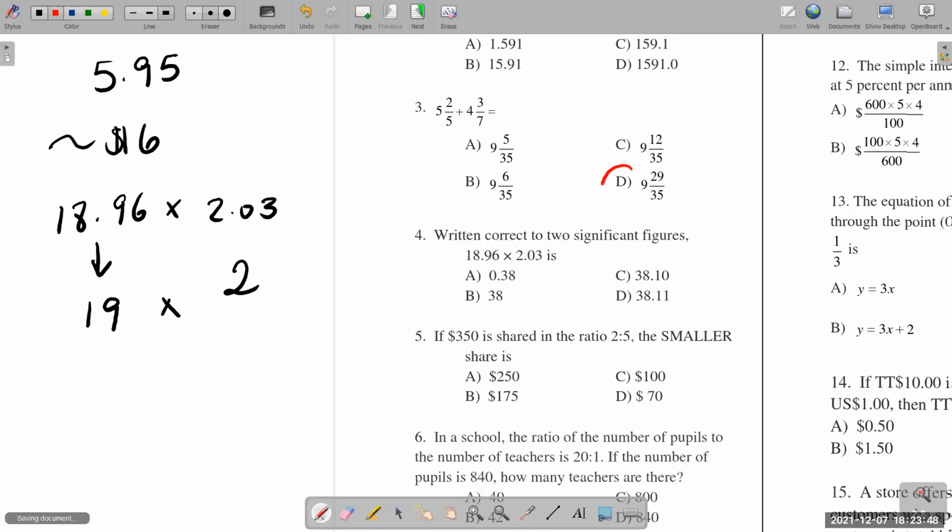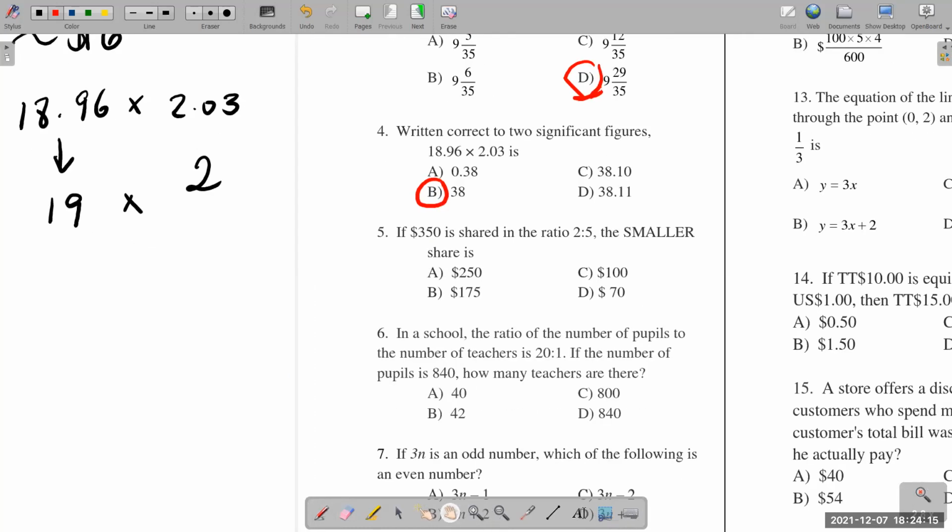So the answer for this was D. The answer for this is B. Everybody see that? And look at the options. You realize all three of them got 38, and this is the only one with 0.38. Pay attention to your options. Pay attention. Sometimes without calculating anything, you could pick up on your answer. All right? Everybody with me?